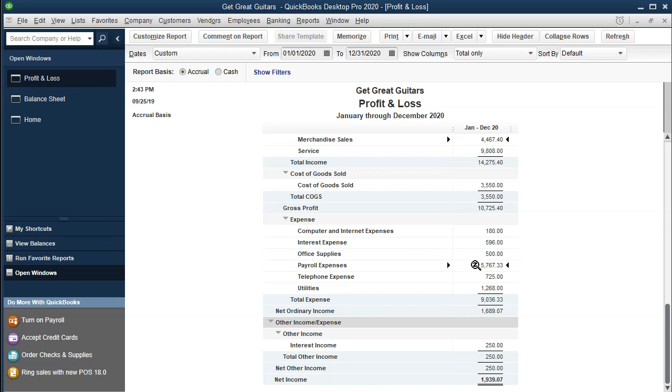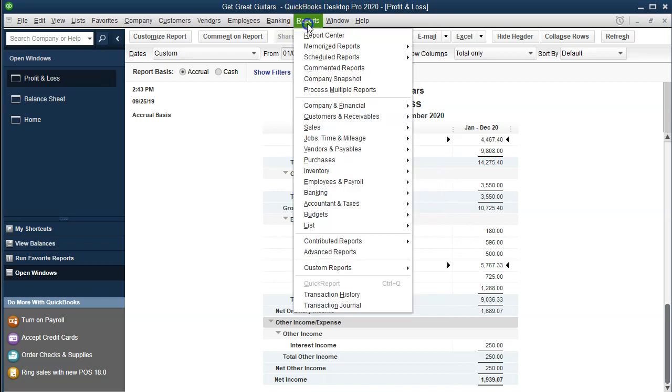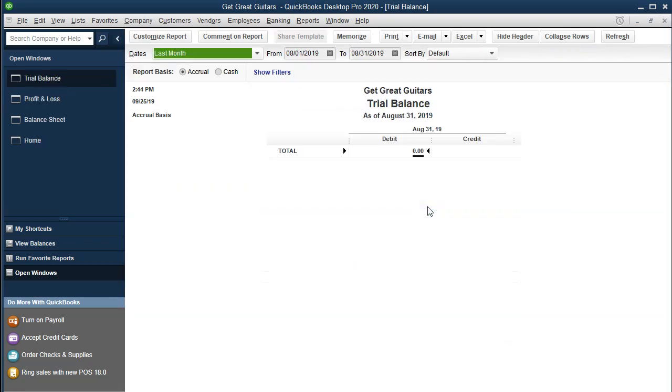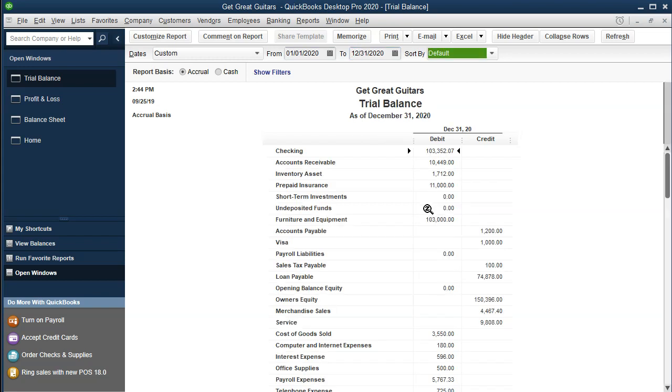Let's open another report, which will be the trial balance, which might make it easier to see considering we're dealing with multiple accounts, some being profit and loss, some being balance sheet. So we're going to go up top, reports once again. We're going to go down to the accounting and taxes. We're going to go to the trial balance, opening it up, changing the dates up top to 01/01/20 to 12/31/20. And so now we have this information all in one place.